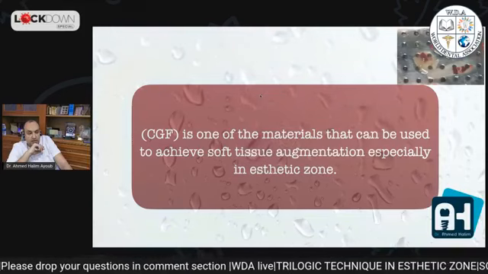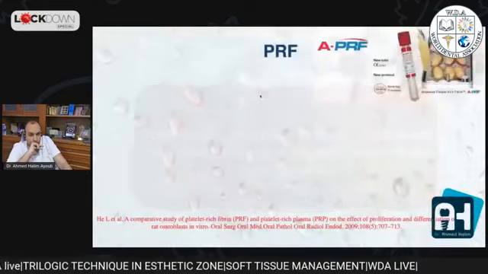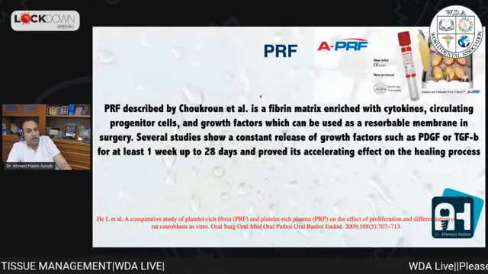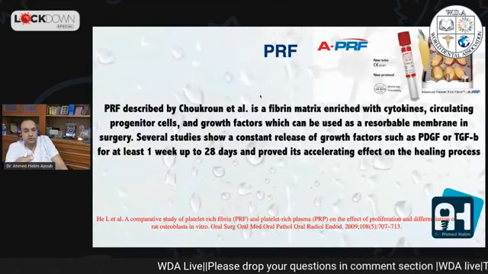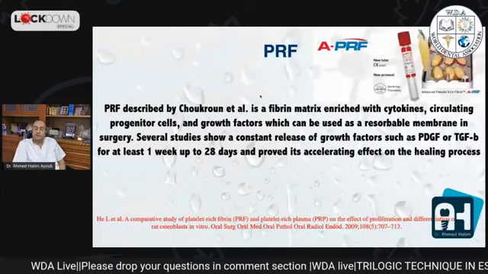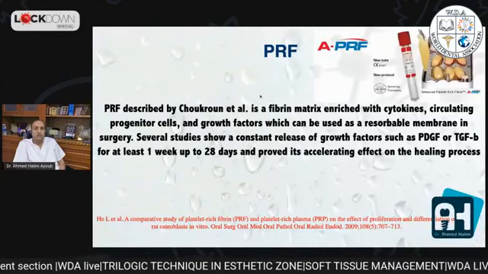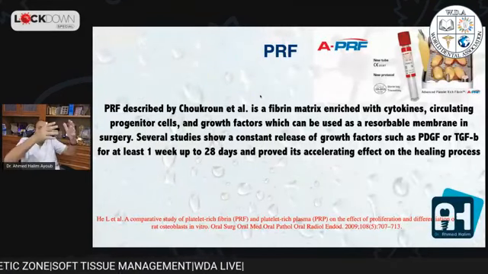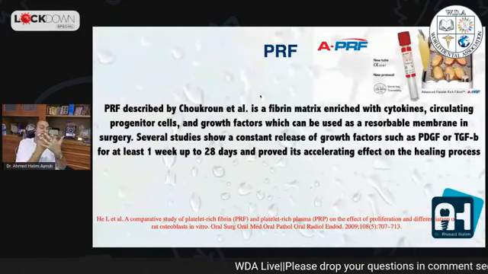How can we do it? Of course, we are talking about PRF and CGF. The start was with PRF. PRF was described by Dr. Joseph Choukroun. It's a fibrin matrix enriched with cytokines and circulating progenitor cells. Let me explain to you simply. PRF or CGF is simply a fibrin network, and you are getting it from the patient's blood.